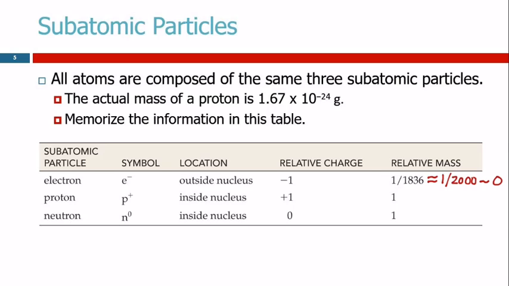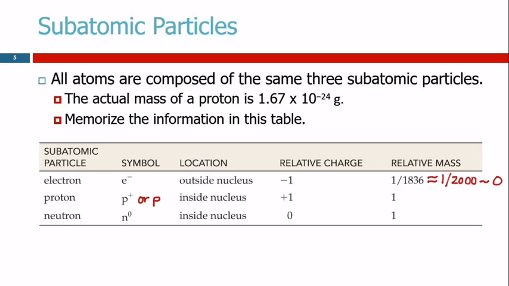Okay, so let's talk about the proton first. The proton has the symbol P plus, or sometimes it's just P. The proton in the atom is found inside the nucleus. We'll talk about what the nucleus is in a minute. The relative charge of the proton is +1. We actually know what the charge is in coulombs, but for chemistry, all we care about is that the relative charge is +1. And we give the proton a relative mass of 1.